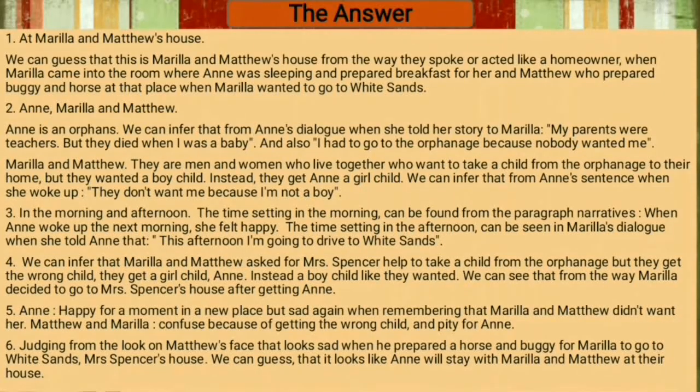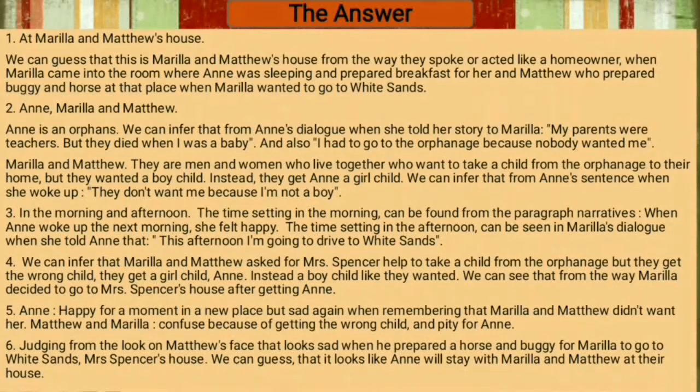Number 1, at Marilla and Matthew's house. We can guess that this is Marilla and Matthew's house from the way they spoke and acted like homeowners. Marilla came into the room where Anne was sleeping and prepared breakfast for her, and Matthew prepared the buggy and horse when Marilla wanted to go to Watson's. Number 2, Anne, Marilla, and Matthew.